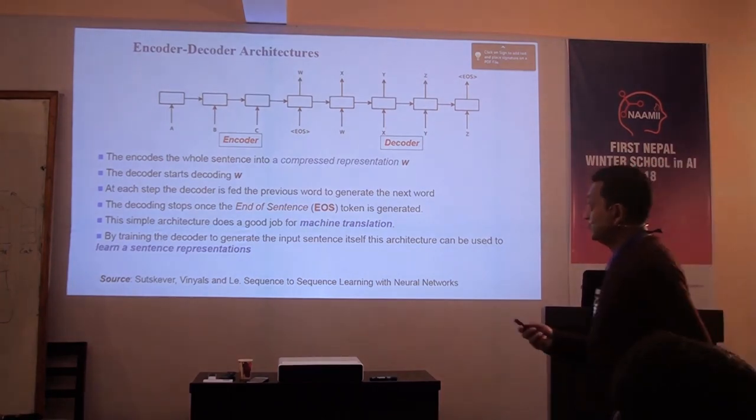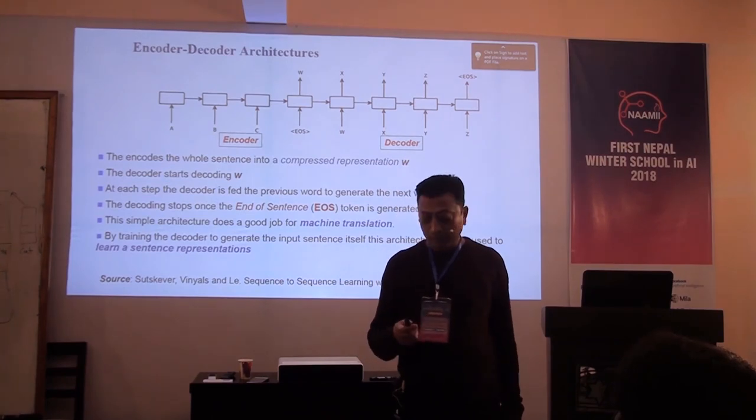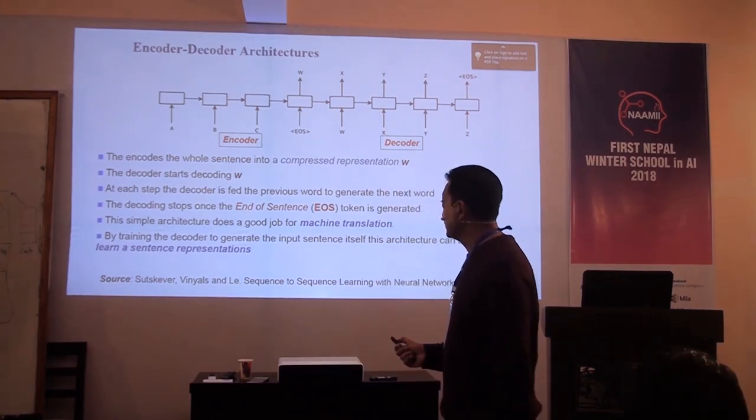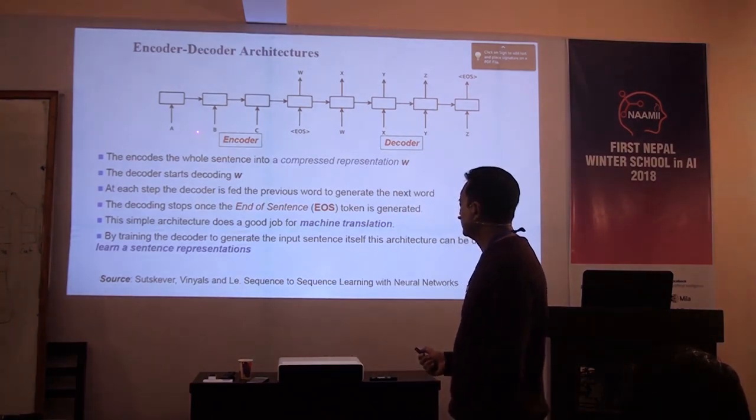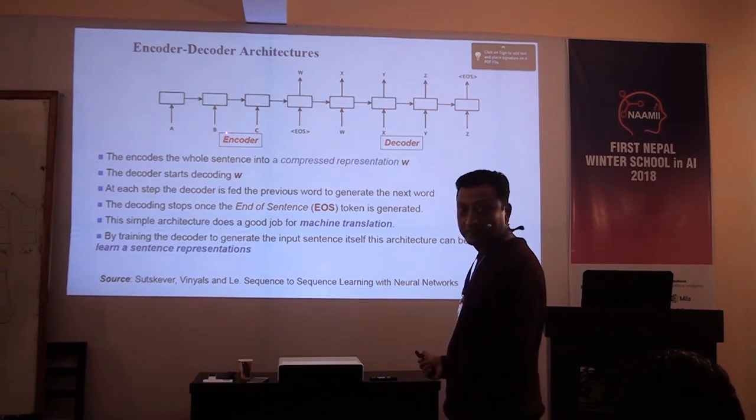So let's assume that we are trying to do machine translation, okay? So one way we're going to approach machine translation is that we have an encoder and a decoder, okay? So each one of them could be an LSTM. So the encoder encodes some sentence. Let's say, you know, John visits Paris, right?